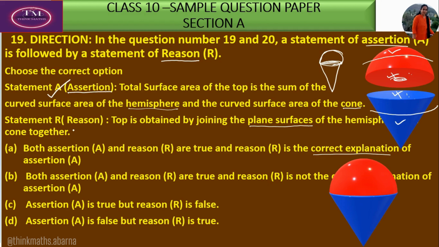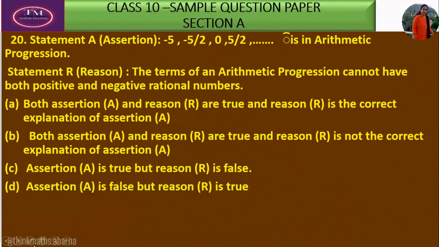So reason R is also correct, and it is the correct explanation of statement A. So option A is our right choice. If this were not the correct explanation, option B would be correct. But here reason R is the correct explanation of statement A, so option A is our right choice. Okay, children, moving on to the 20th question.